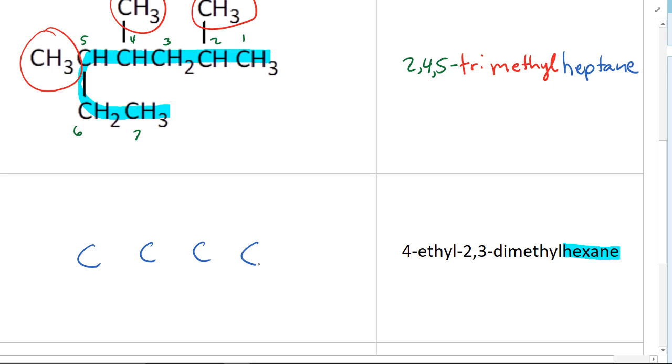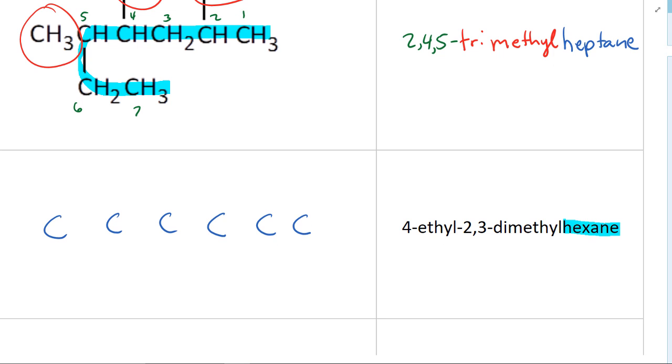I write out the 6 in a row. I don't attach any hydrogens to them yet. So I'd write it like this. I'll center that a little more. There we go. So we got the 6 carbon atoms. Then we need to figure out how many branches we have off that parent chain. So now we have an ethyl group. That ethyl group is going to be attached to carbon atom number 4.